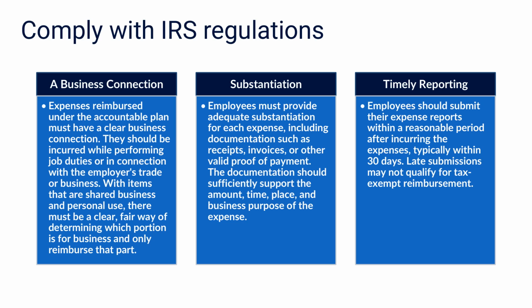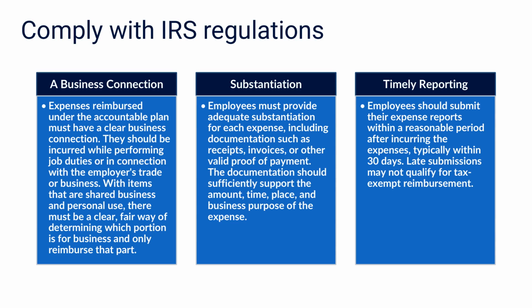To comply with IRS regulations, an accountable plan must only reimburse expenses that have the following: a business connection. Expenses reimbursed under the accountable plan must have a clear business connection. They should be incurred while performing job duties or in connection with the employer's trade or business. With items that are shared business and personal use, there must be a clear, fair way of determining which portion is for business and only reimburse that part.